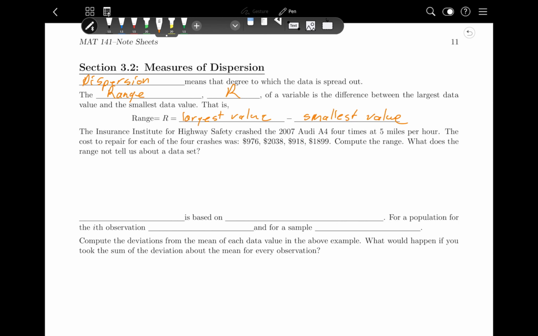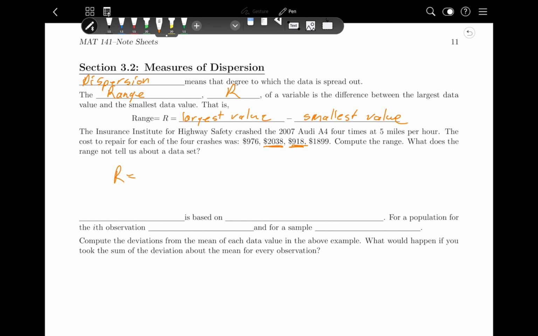So let's do an example of that. The Insurance Institute for Highway Safety crashed the 2007 Audi A4 four times at 5 miles per hour. The cost to repair for each of the four crashes was $976, $2,038, $918, and $1,899. Compute the range, and then we want to talk about what the range does not tell us about this data set. So to compute the range, we find the largest value and the smallest value.